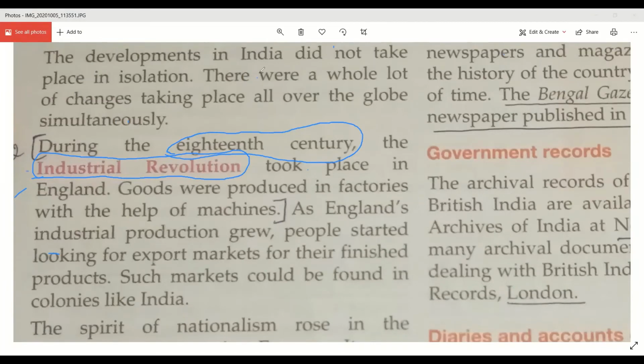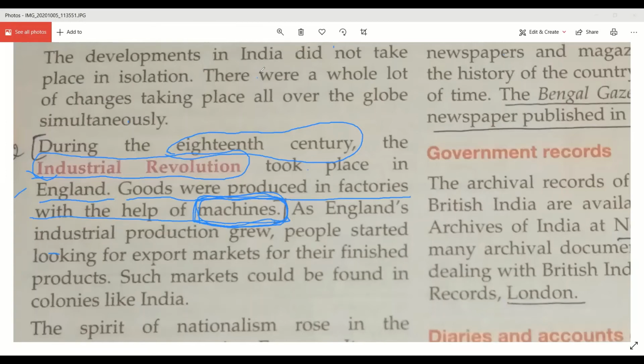That is the industrial revolution. Now, where exactly did the industrial revolution take place? It took place in England. Now, what is the industrial revolution? The industrial revolution is when we start using machines to produce instead of using human labor. If you see here, we can see goods were produced in factories with the help of machines. Now, with the industrial revolution, machines replaced men. Why? Because with machines, there is more production and it needs less time.